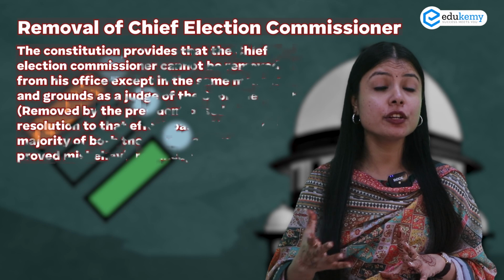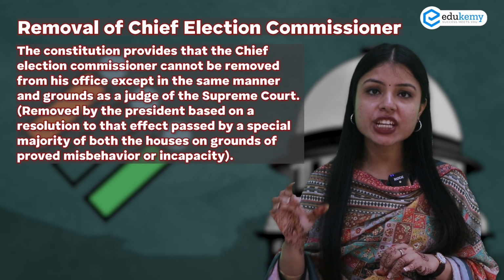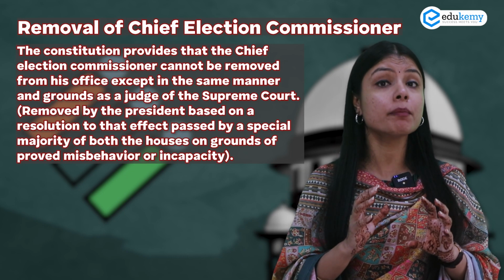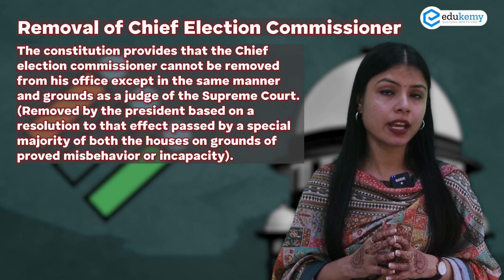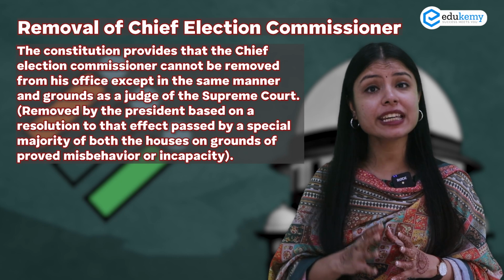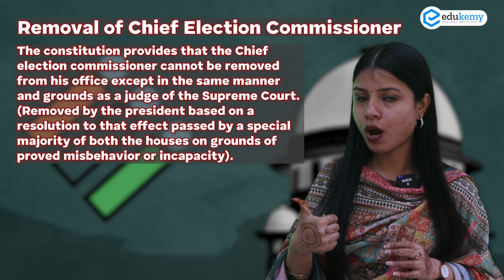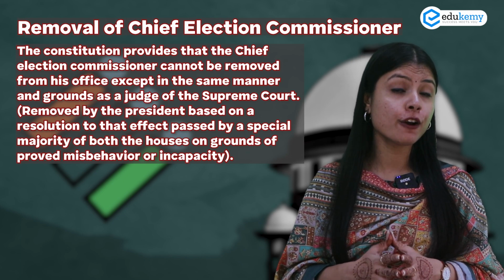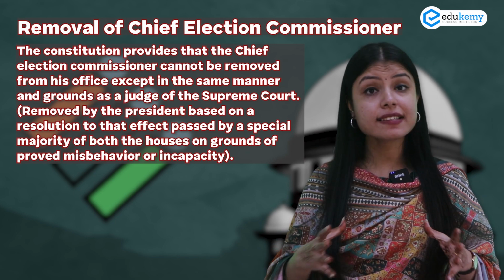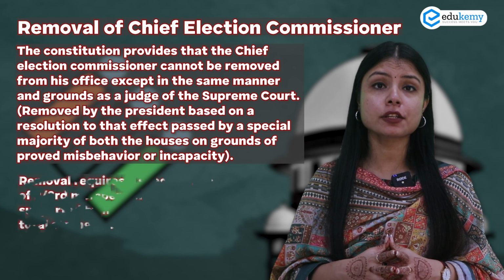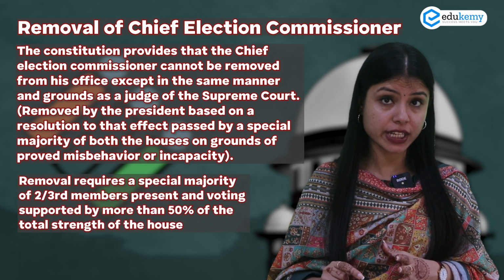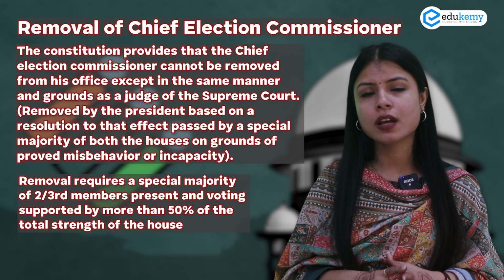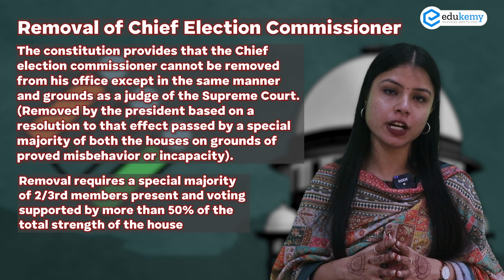Now let us talk about the removal procedure. So the removal of Chief Election Commissioner can be done in the same manner as the removal or impeachment of a Supreme Court judge. And what is that, you may ask? So the grounds can be proven misbehavior or incapacity. And what is the process? So we need a special majority from both the houses of the Parliament. So what is special majority, you may ask? Special majority is 2/3 of the members present and voting and 50% of the total. Once we receive this from both the houses, only then can the Chief Election Commissioner be removed.